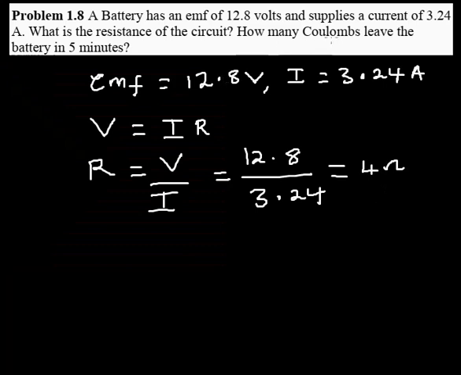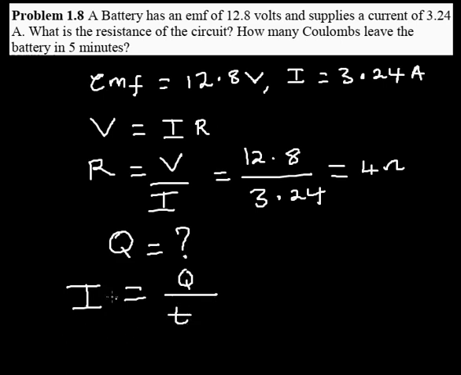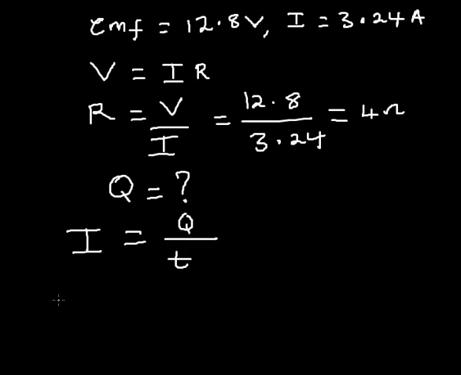Now the question: how many coulombs leave the battery in 5 minutes? So if you are looking for charge, the coulomb, how many coulombs is actually the quantity of charge? That's what they're looking for. So of course, it is current that relates. Remember, current is always equal to quantity of charge flowing through a conductor per unit time. So invariably now, if I should make the quantity of charge the subject, that's going to be equal to current multiplied by time.